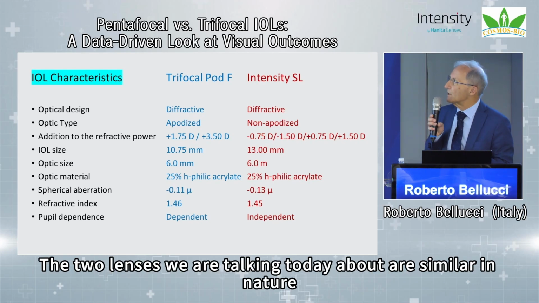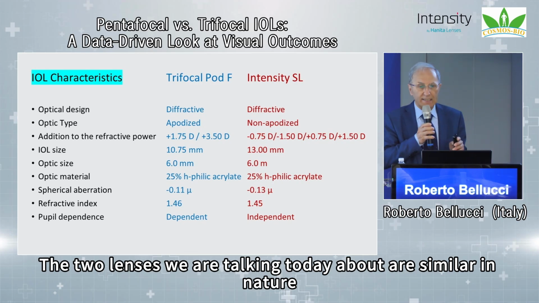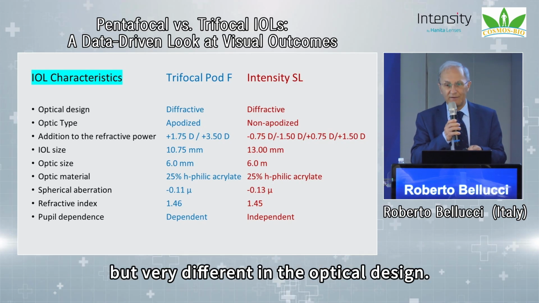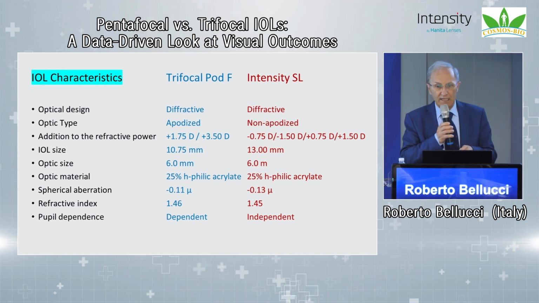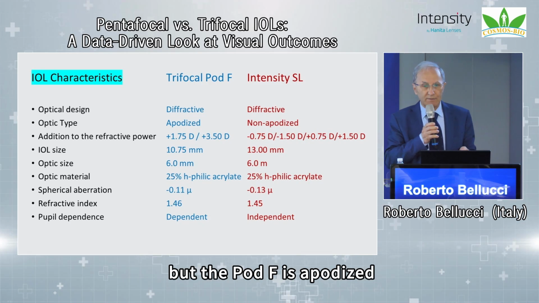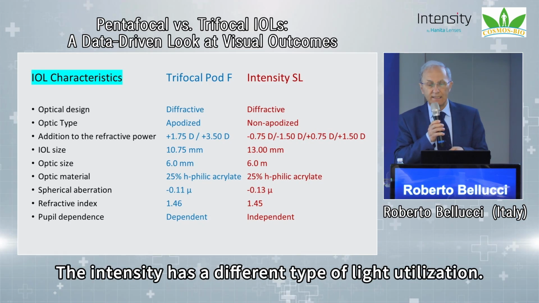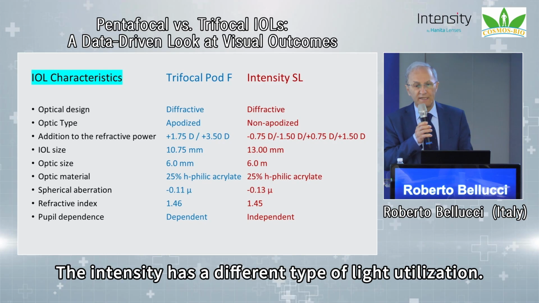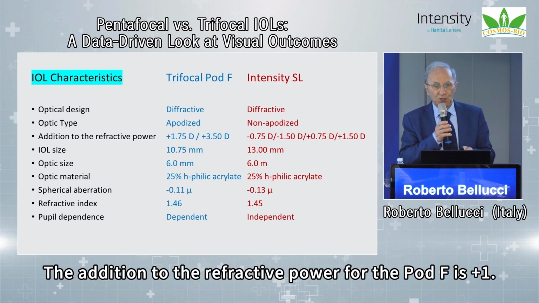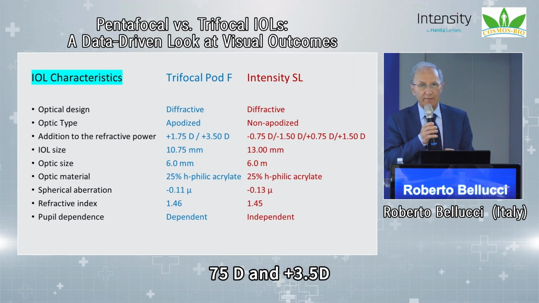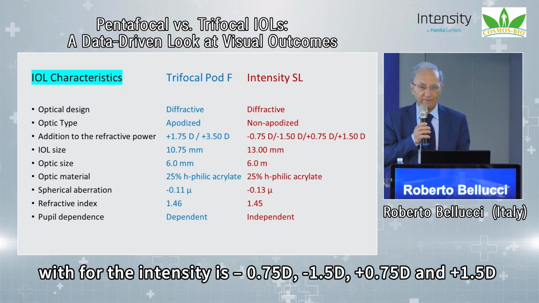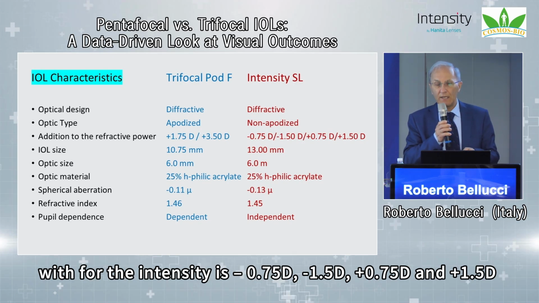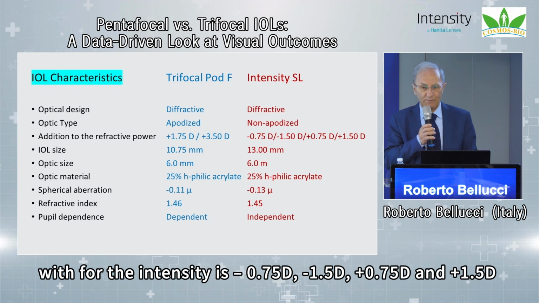The 2 lenses we are talking about today are similar in nature, but very different in the optical design. They both are diffractive lenses, but the PODEF is apodized. The Intensity has a different type of light utilization. The addition to the refractive power for the PODEF is plus 1.75 and plus 3.5. For the Intensity it is minus 0.75, minus 1.5, plus 0.75, and plus 1.5.